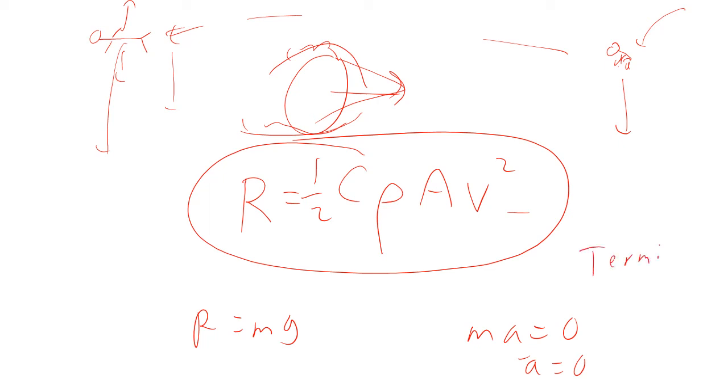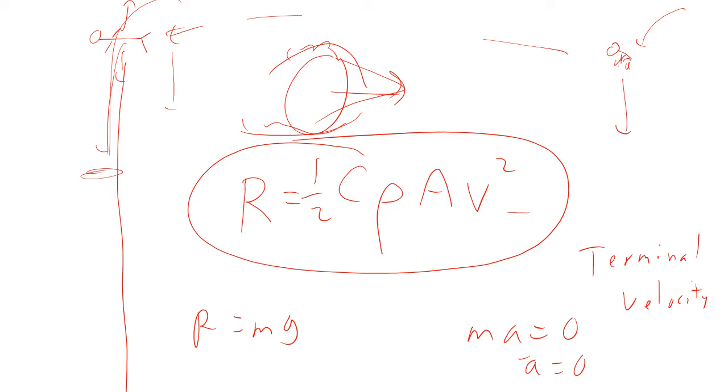Now, terminal velocity does not mean that the skydiver falls and then starts floating in the air up here. What it means is that they fall at that same speed for the rest of the way, all the way down to the ground. And so that's terminal velocity.